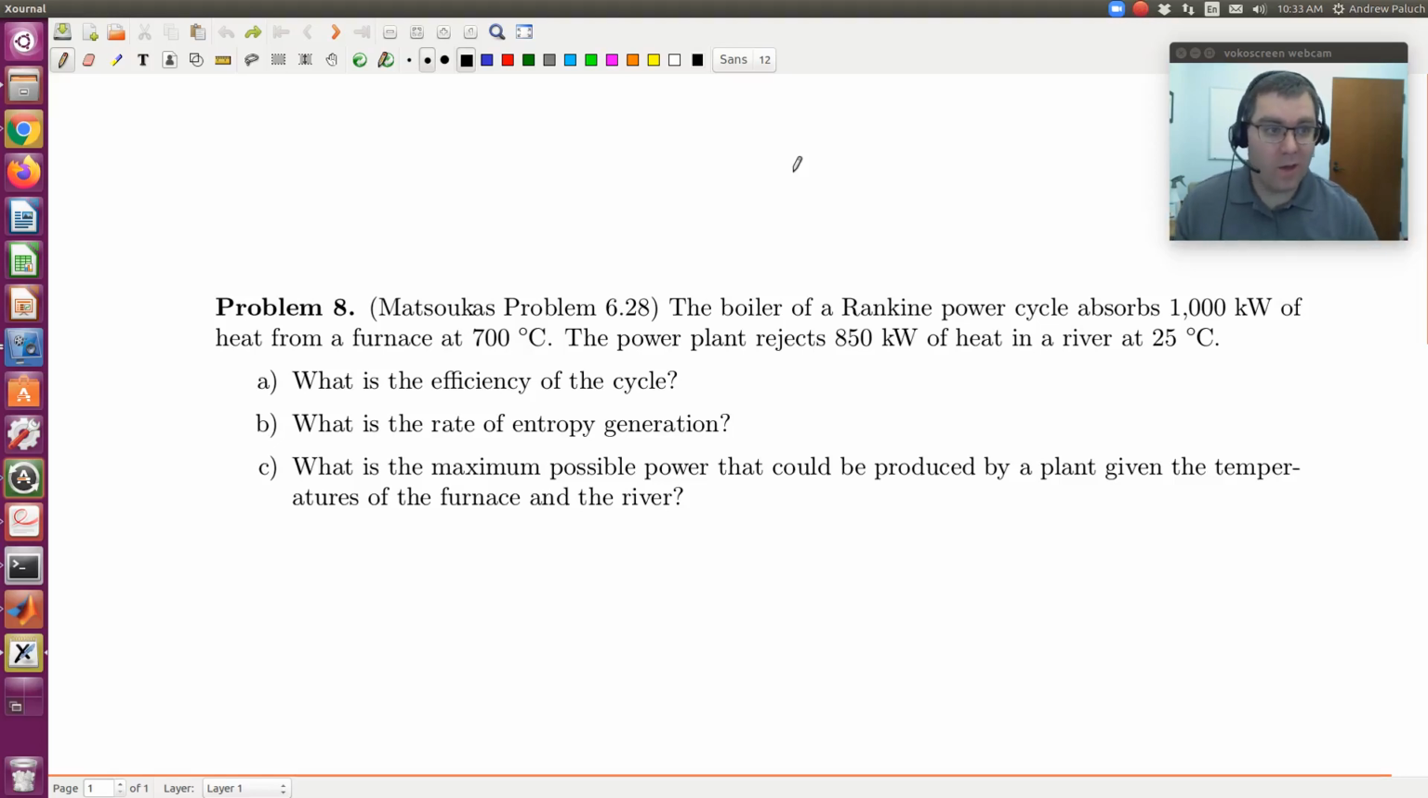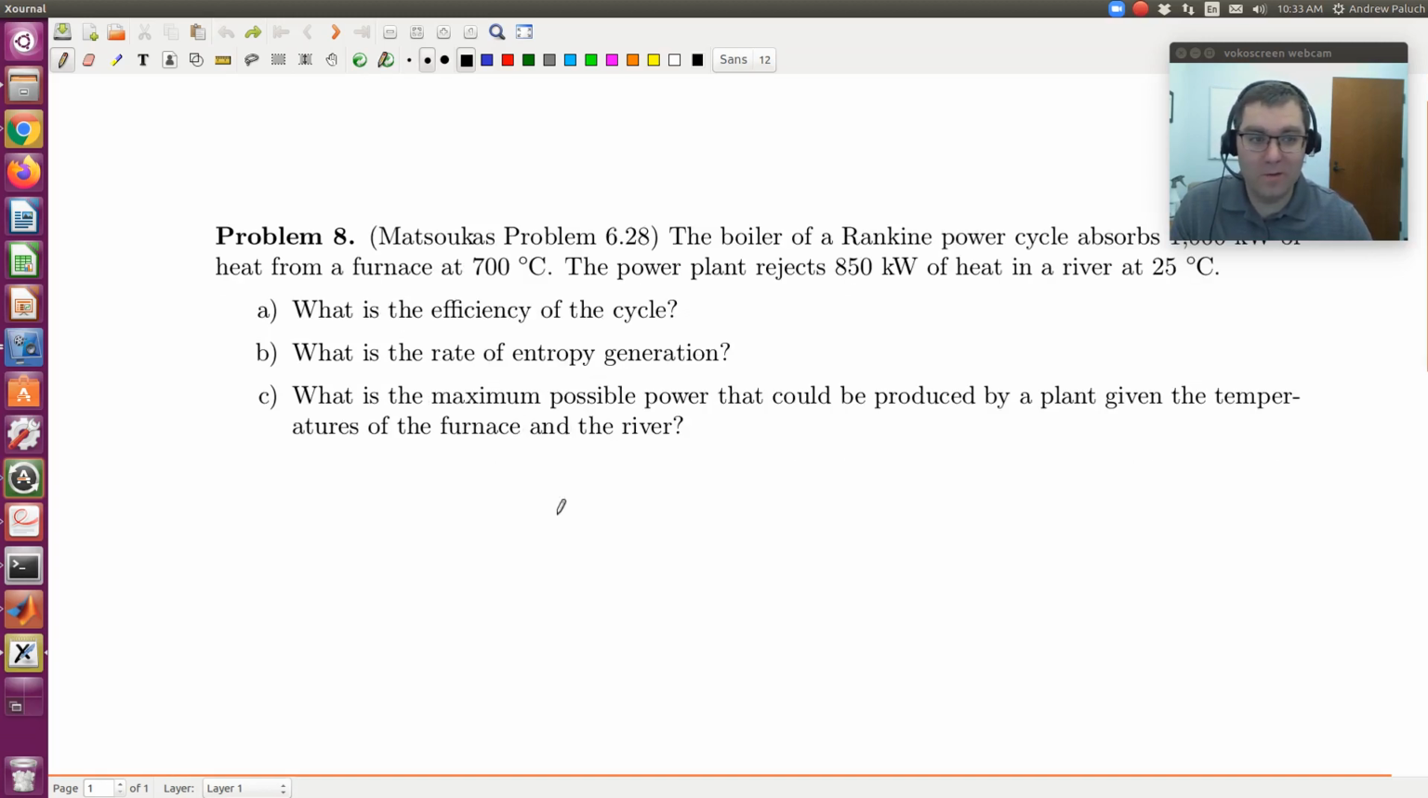All right, let's take a look at our eighth example problem from chapter 6. A boiler of a Rankine power cycle absorbs 1000 kilowatts of heat from a furnace at 700 degrees C. The power plant rejects 850 kilowatts of heat in a river at 25 degrees C. What is the efficiency of the cycle? What is the rate of entropy generation? And what is the maximum possible power that could be produced by a plant given the temperatures of the furnace and the river? All right, sounds fun.